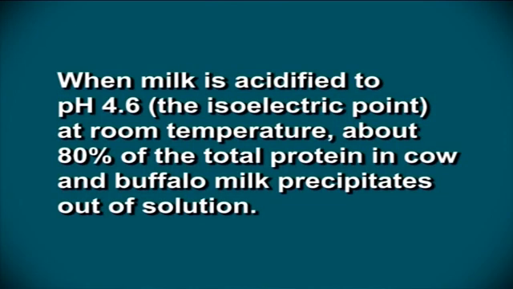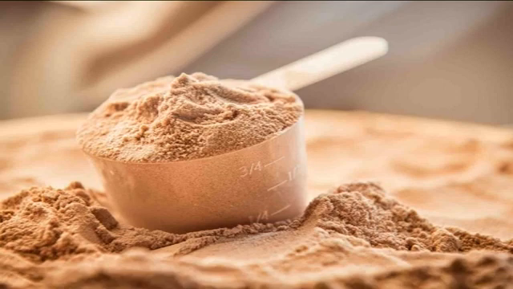When milk is acidified to pH 4.6, the isoelectric point at room temperature, about 80% of the total protein in cow and buffalo milk precipitates out of solution. This fraction is called casein, and the protein which remains soluble in the solution is referred to as whey or serum protein. The solution also contains small amounts of non-protein nitrogenous compounds.